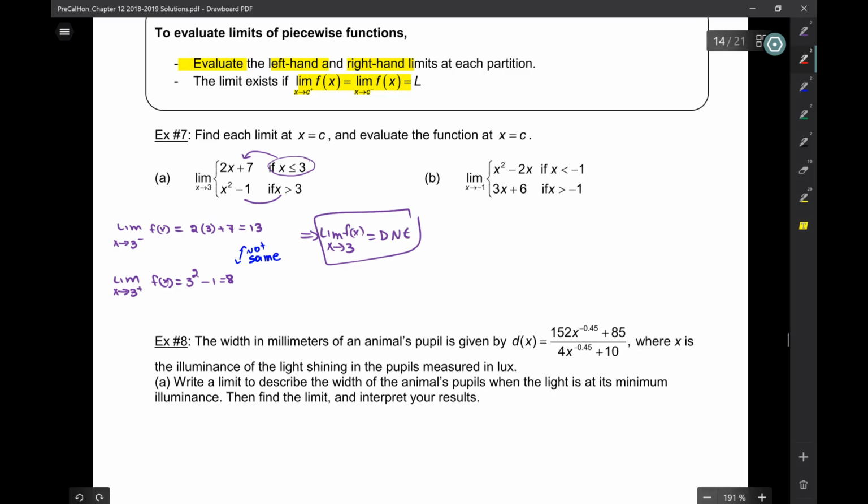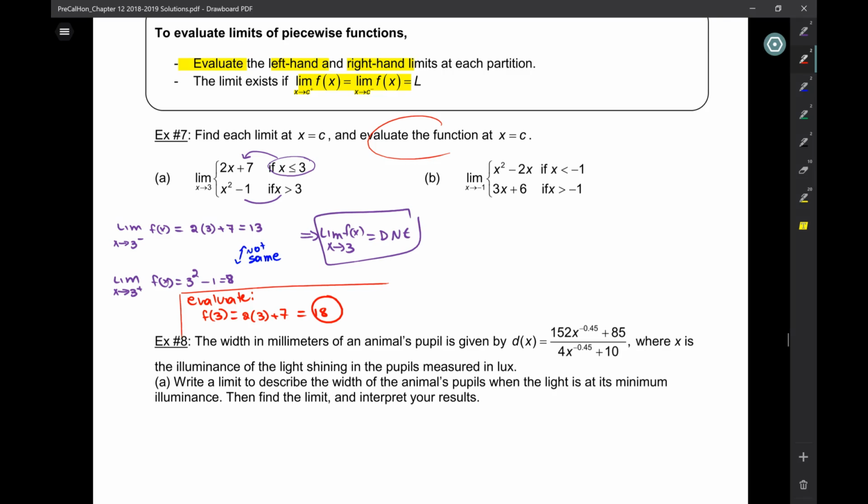Okay, now to evaluate, that's part B here. What's f of 3? To evaluate, where do I put in the 3? To the top or to the bottom? To the top, because that's the one that has the equal sign, right? It's less than or equal to. So f of 3 is 18. Even though the limit doesn't exist, f of 3 exists and it's 18. I'm sorry, 13. I mixed up the 18 and the 3. I mean the 8 and the 13.